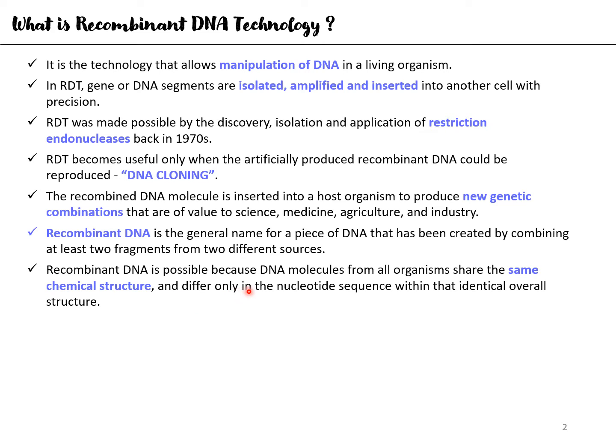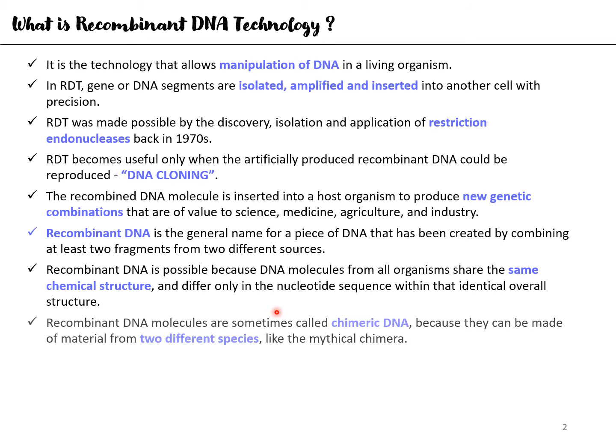So recombinant DNA is possible. Why? Because DNA molecules from all organisms share the same chemical structure. That is, they are made up of only four nucleotides, A, T, G, and C. These four nucleotides make up the DNA in all living organisms, and that is the beauty of the system. That is what makes DNA recombination possible. Individuals or organisms only differ in the nucleotide sequence within that identical overall structure. And because the overall constituents are the same, you can mix and match them as per your requirement.